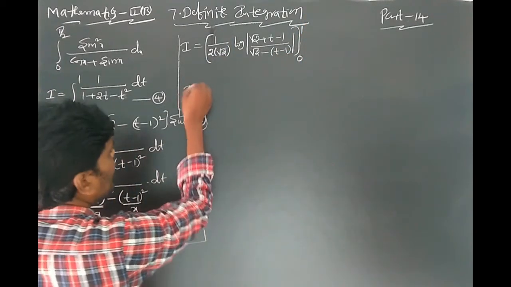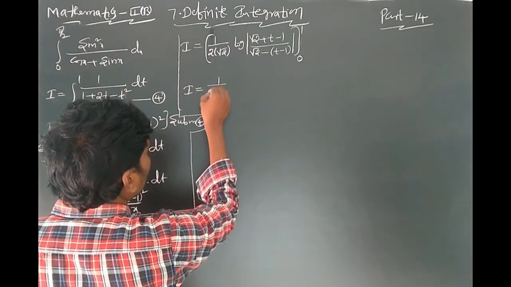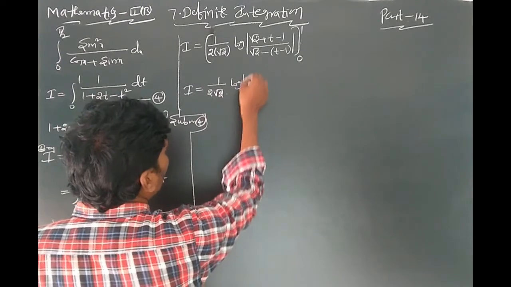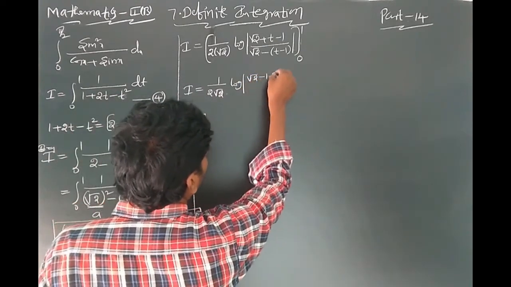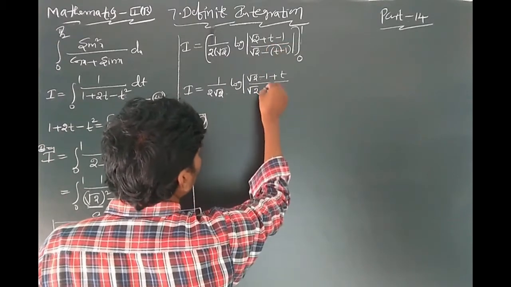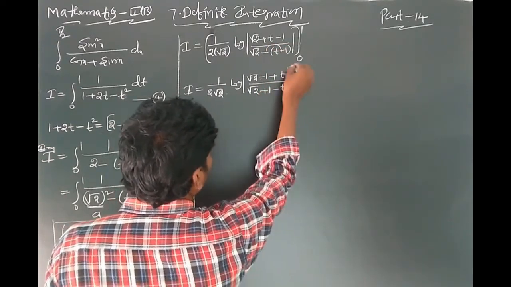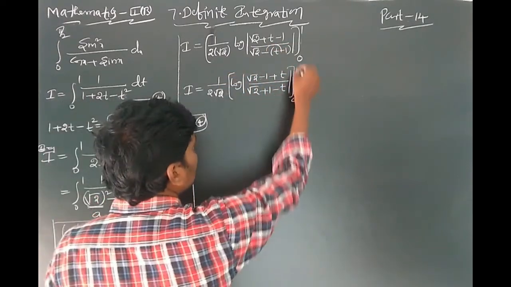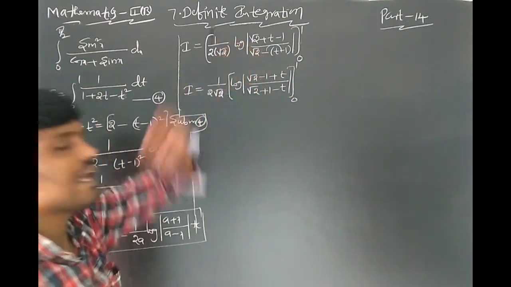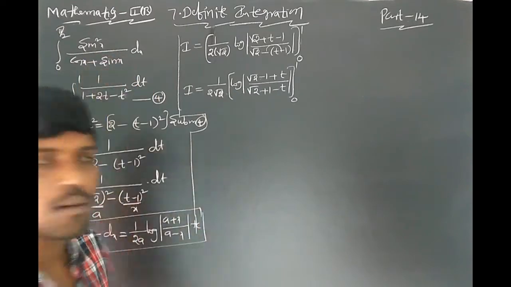After that, I is equal to 1 by 2 root 2 log of root 2 minus 1 plus t by root 2 plus 1 minus t. Limits are 0 to 1. First you apply the upper limit, after that you apply the lower limit.